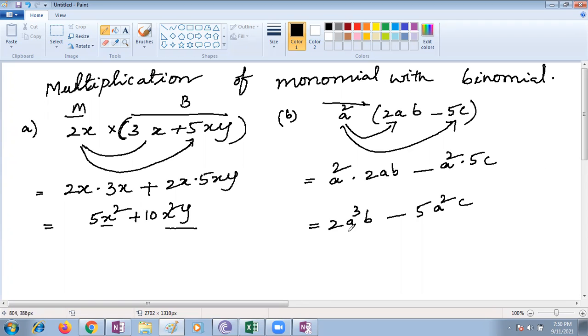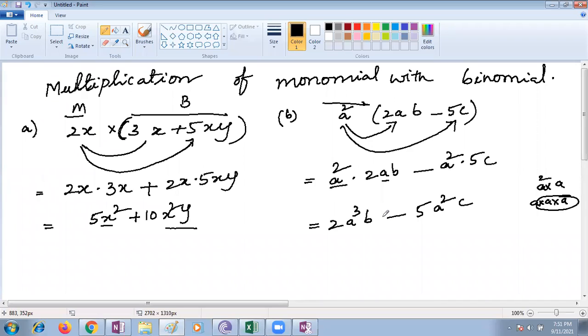Ma'am, I didn't understand how you get 2a cube b. A square into a means what, children? A two times, one more time. That means a is repeated how many times? Ma'am, that is actually the property for a to the power of m into a to the power of n, right? But this class, exponents and powers, I didn't teach, Abhinav. A square into a is a cube, of course. A square into a to the power of 1 is like a to the power of m into a to the power of n, right? Okay, ma'am, very good.